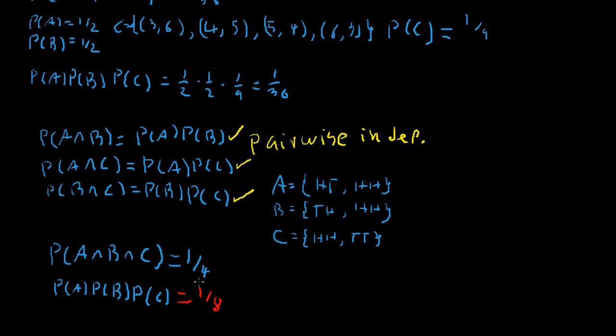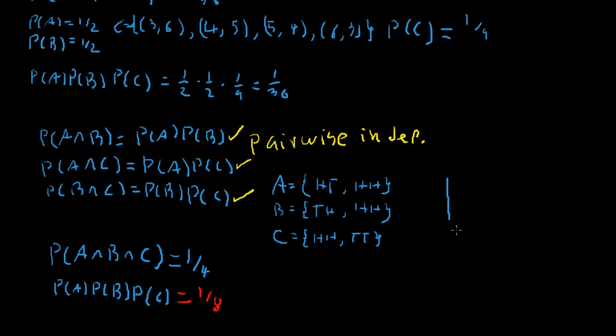So what went wrong here? We can think about it in terms of our intuition. Our intuition says, well, if I tell you that the first coin is heads, and I tell you that the second coin is heads, then I know something about C. I know that it's not tails, tails. But if I only know one, sorry, I think that's the wrong way to think about it in this case.